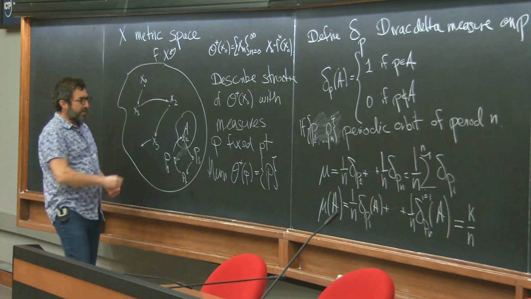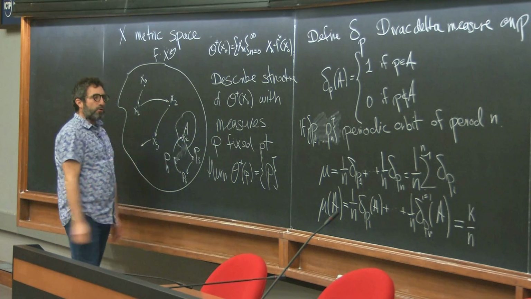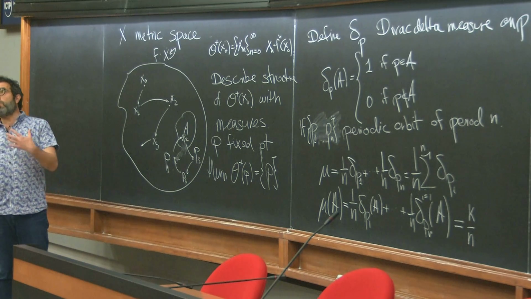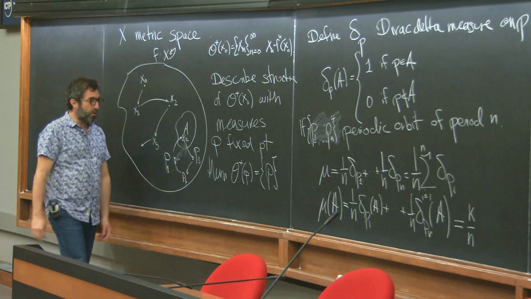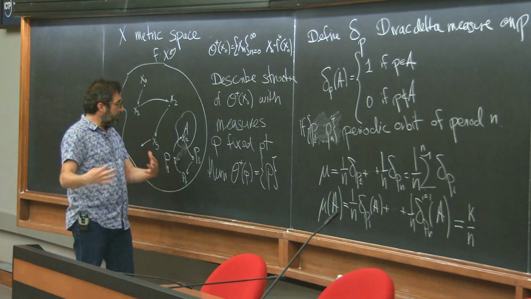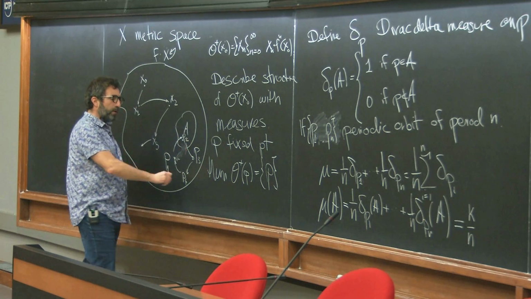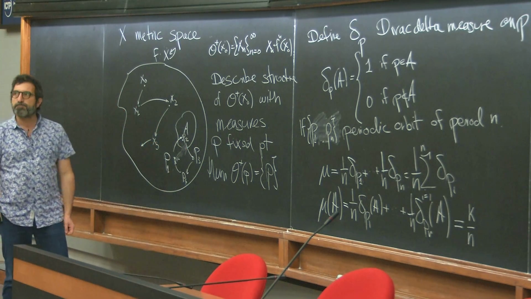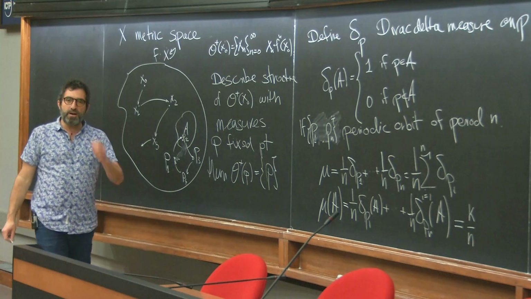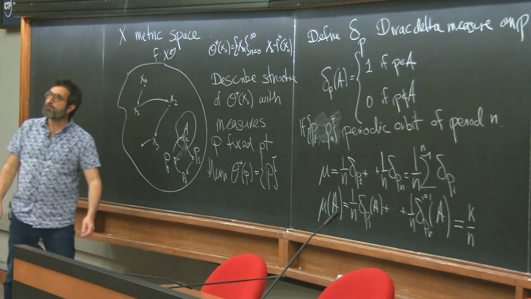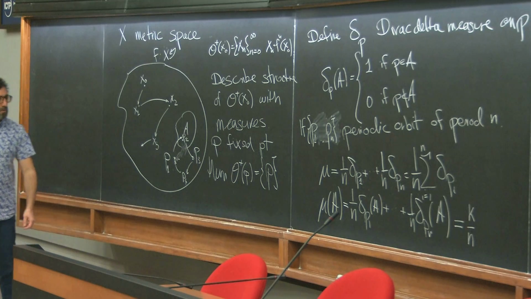If we take a set A that contains the full periodic orbit, then the measure of that set will be 1, because I am taking my probability measure and distributing it equally on the periodic points. Is that clear so far? Are there any questions? Okay.